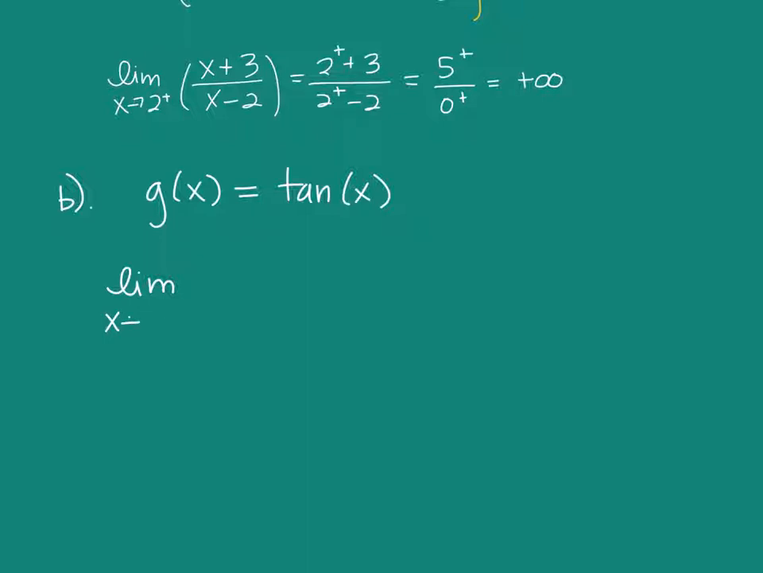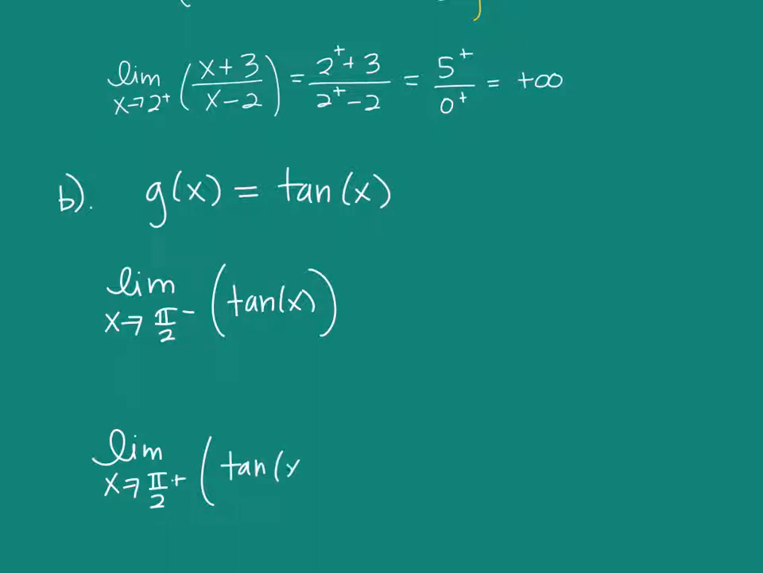So we're going to take the limit approaching pi over 2, and we're going to look at it from the left. And we're going to take the limit approaching pi over 2, and we're going to do it from the right. Now, we already are familiar with this graph. We could answer it without, but this is the proof. To prove it, you need to have a denominator.